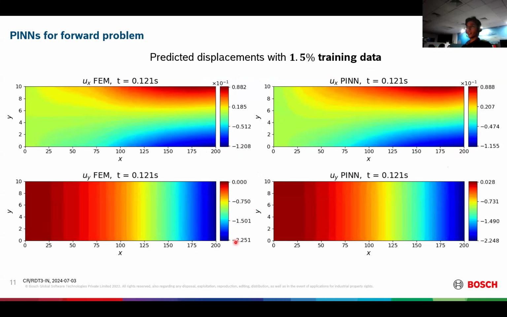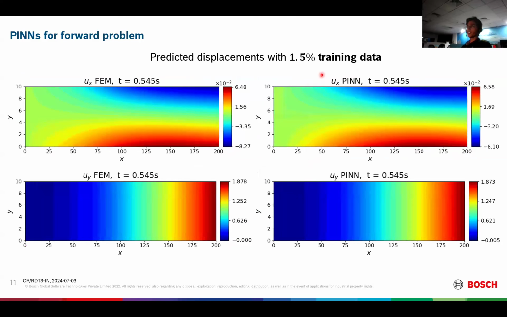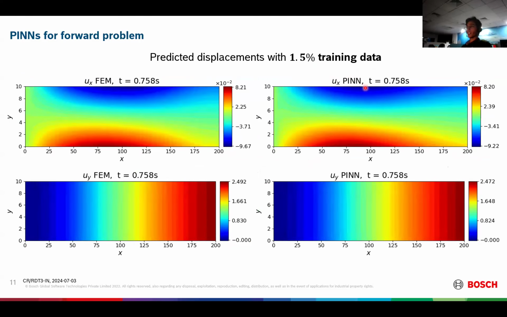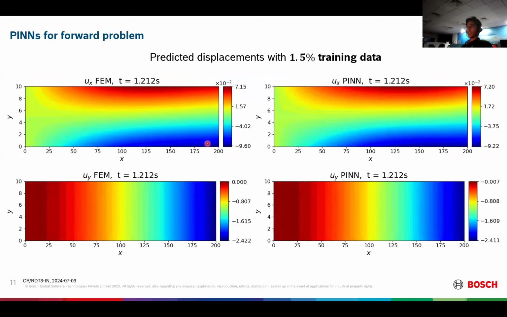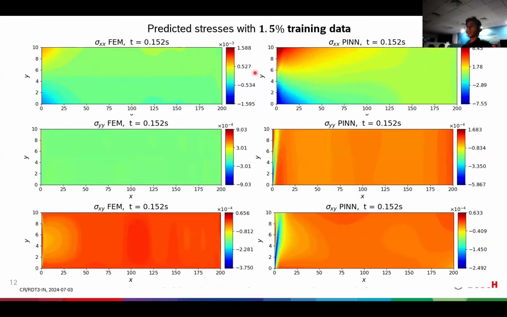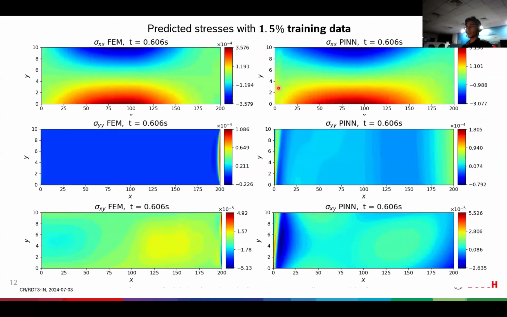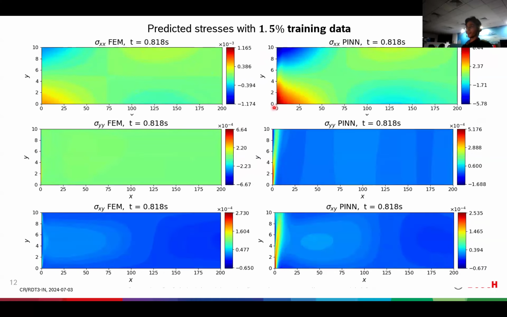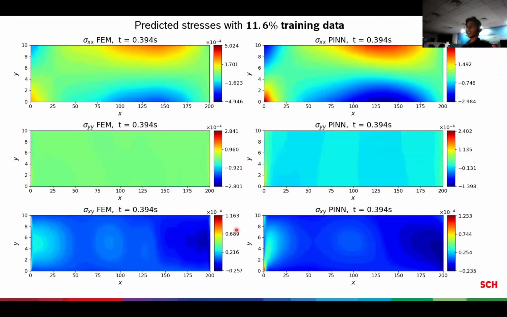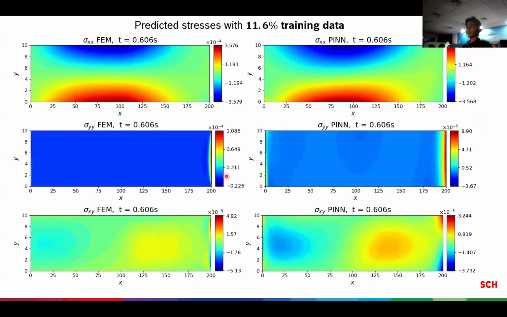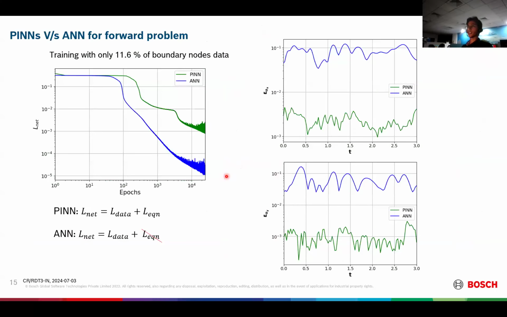We can see in this movie the displacement in x with the different percentages of data, starting with 1.5%, which is very small, and it's matching the actual values. Next we see the stress prediction with just 1.5% data, and we observe that the stress is not predicted well, as we have seen earlier. But when we increase the data slightly, to 11.6%, the stress predictions get better. So the conclusion here is that by increasing the data, we can improve the quality of stress predictions.